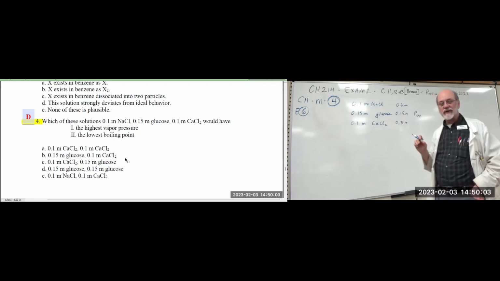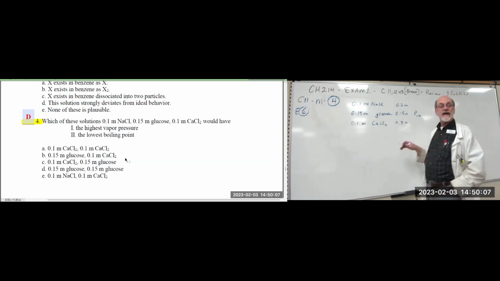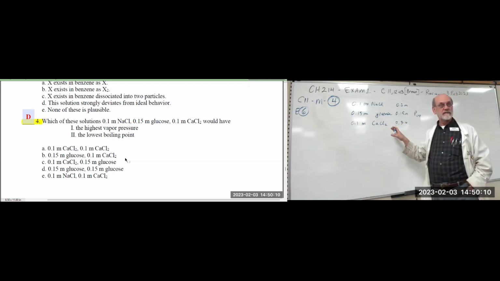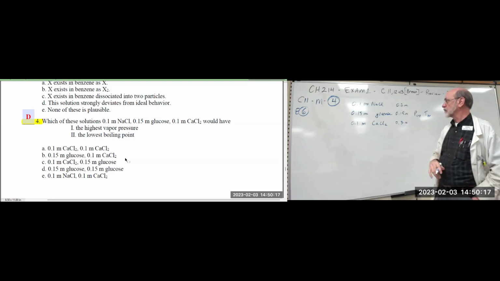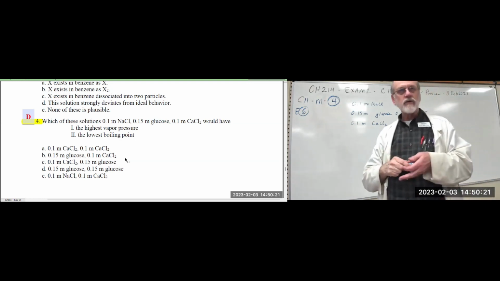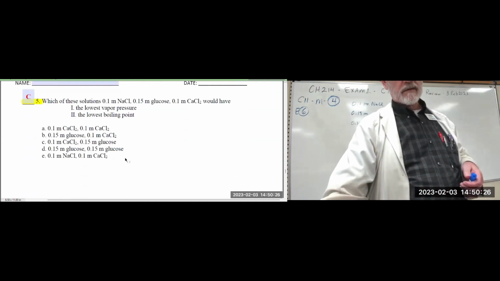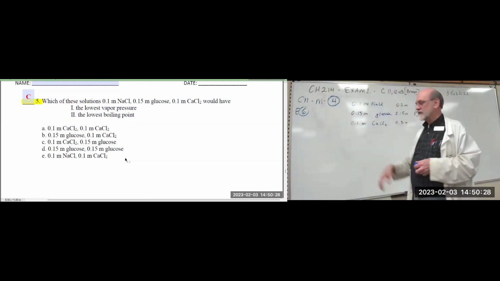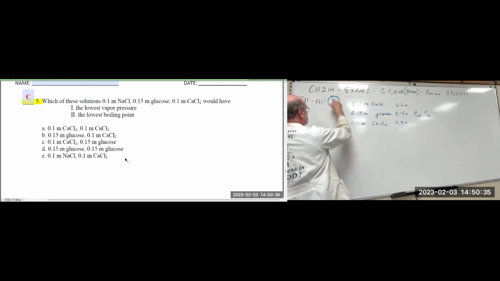So this is vapor pressure for our answer. And the lowest boiling point. The highest boiling point would be the highest concentration. Right? That's our colligative property. So the lowest boiling point would also be glucose. And that would be D. Glucose satisfies both. What about this one? Same chemicals, same solutions, different question.